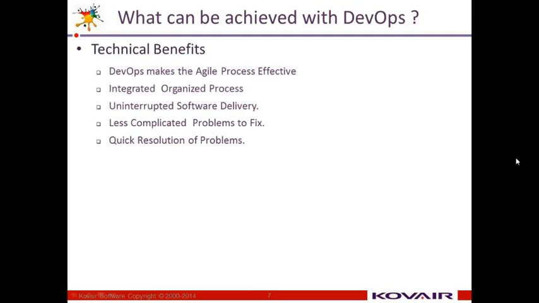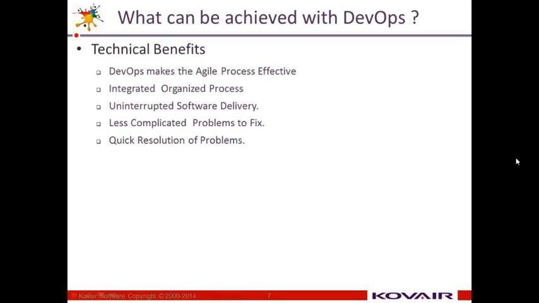Uninterrupted software delivery. So we all know that giants like Google, Amazon, and Twitter are known to deploy multiple times a day. But in such uninterrupted delivery cycles, you need to be assured of the fact that you won't break things that already exist when you are deploying new things. DevOps gives you that assurance.